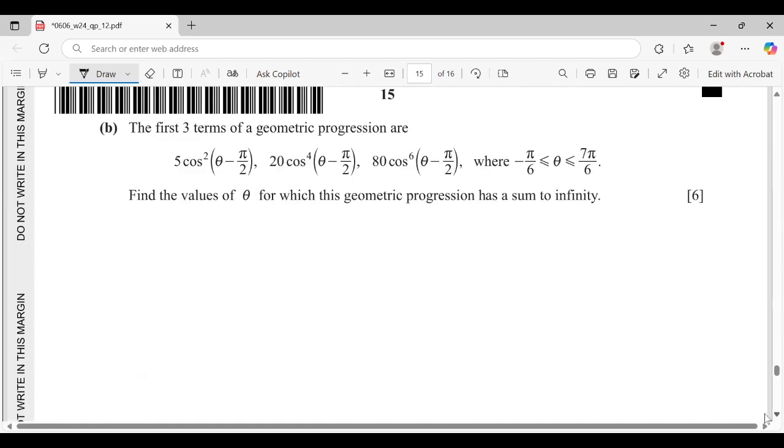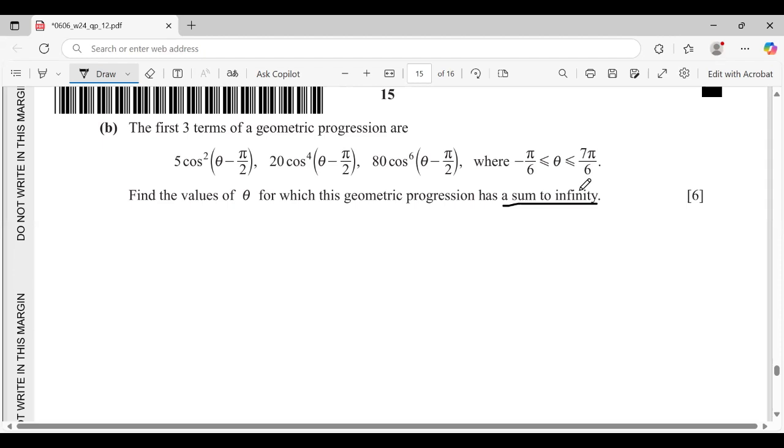The first three terms of a geometric progression, now geometric progression, just now arithmetic progression. This one: 5 cosine squared of theta minus pi half, 20 cosine to the power 4 of theta minus pi half, 80 cosine to the power 6 of theta minus pi half, where theta is in the interval minus pi over 6 to 7 pi over 6. Find the values of theta for which this geometric progression has a sum to infinity.